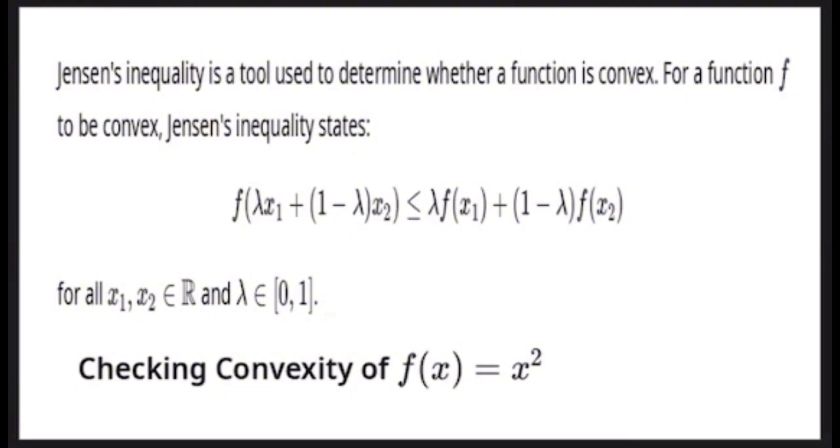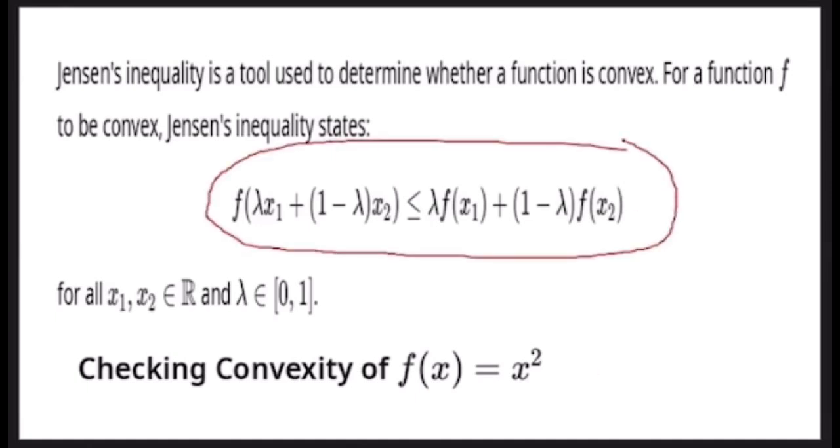For a function f to be convex, the Jensen inequality states that, you remember the other time that we said a line on the segment connecting x1 and x2 can also be, where the function of that is actually going to be less or equal to the sum of the weighted function.